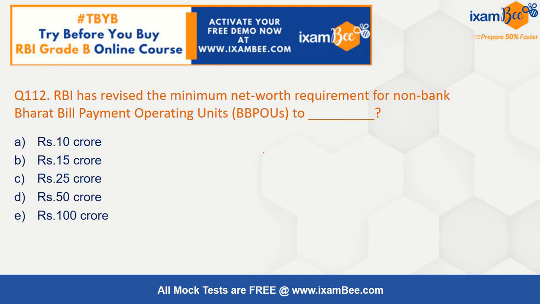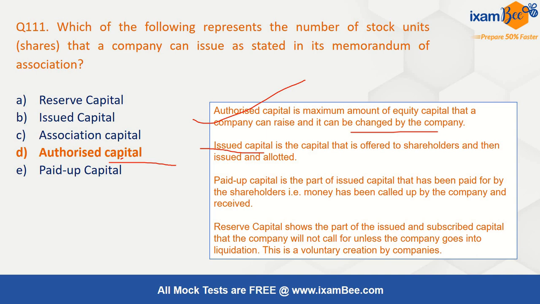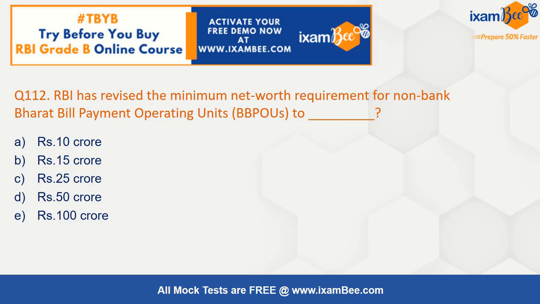And if the company has issued a certain amount of shares but these shares are not paid up, suppose the company has allotted 1 lakh shares but only 80,000 are subscribed, so 80,000 multiplied by the price will become the paid up capital, right? In most situations issued will become the paid up capital. Reserve capital shows the part of the issued and subscribed capital that the company will not call for unless the company goes into liquidation. So that is the reserve amount kept with the company. This is a voluntary creation, so a company can create some reserve for any urgent situation.